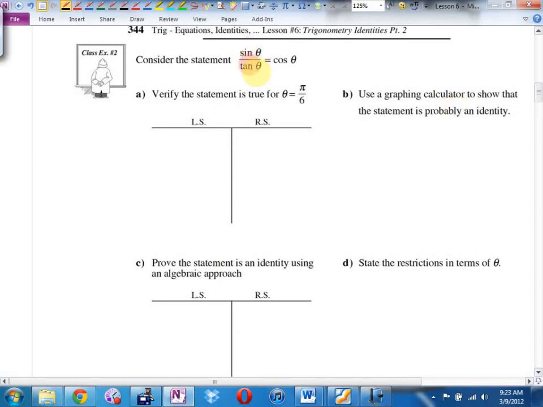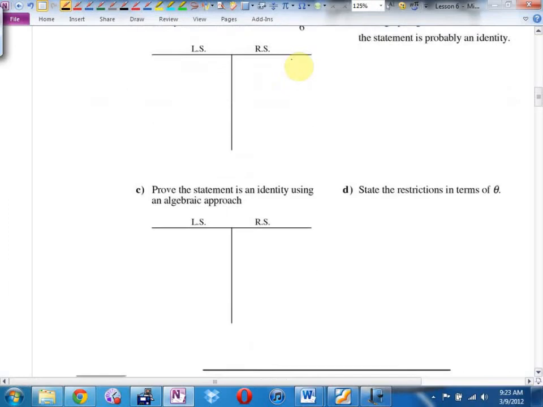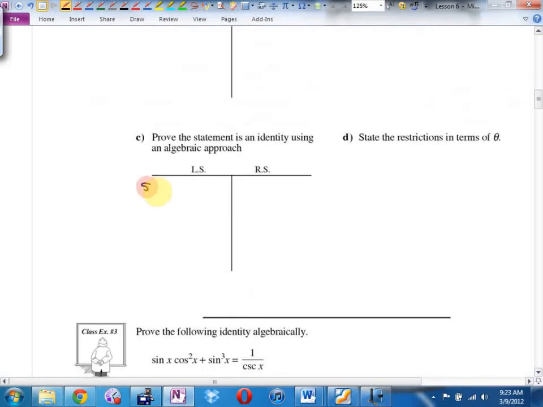Consider sine theta over tan theta equals cos theta. Let's prove it. So we want to prove that sine theta over tan theta equals cos theta.